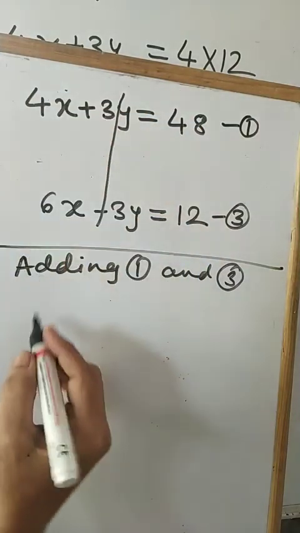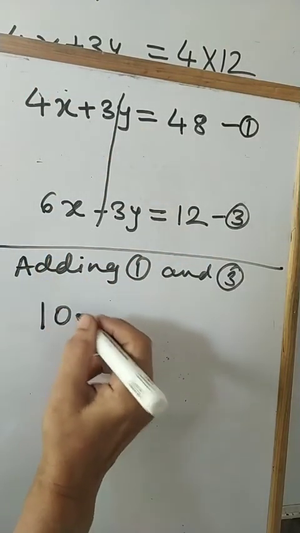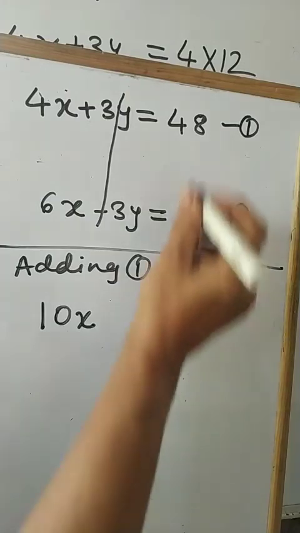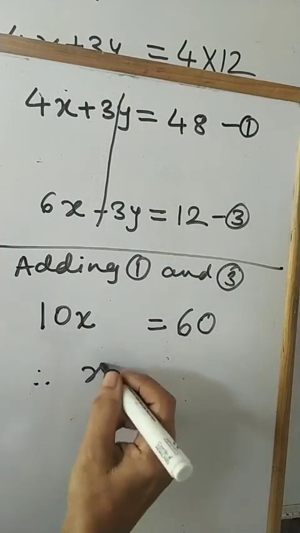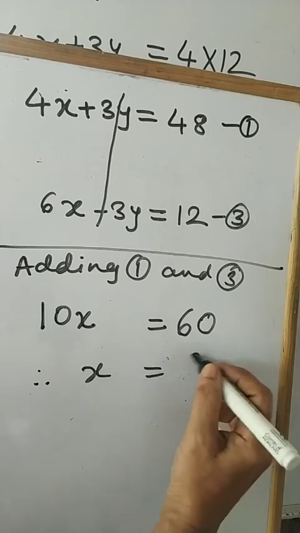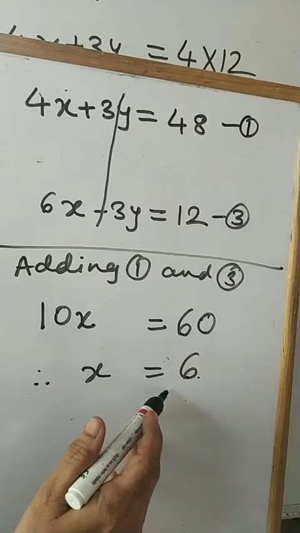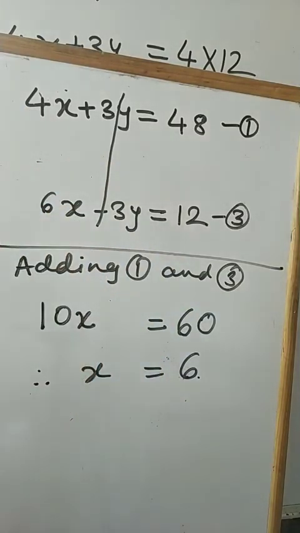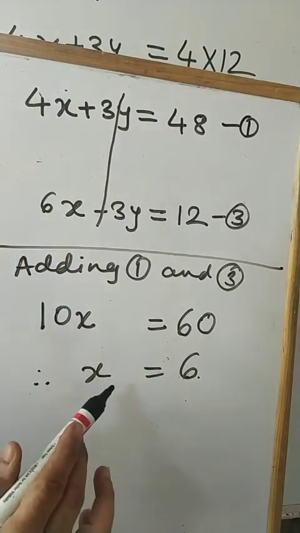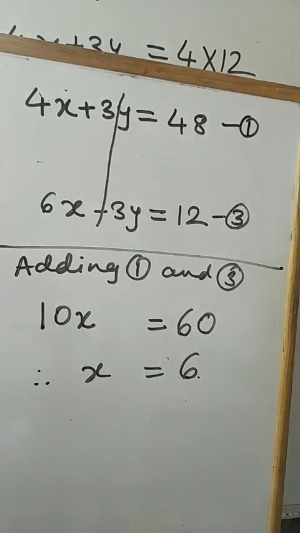Then what do you get? You get 4x plus 6x, you get 10x is equal to 48 plus 12 gives you 60, and therefore x is equal to 60 upon 10, 6. Once you get the value of x, you can substitute this value in any of the equations 1, 2, 3, 2 which was always there. So you can choose any of these equations in which you can substitute the value of x and find the value of y.